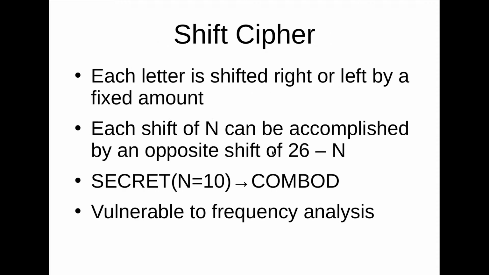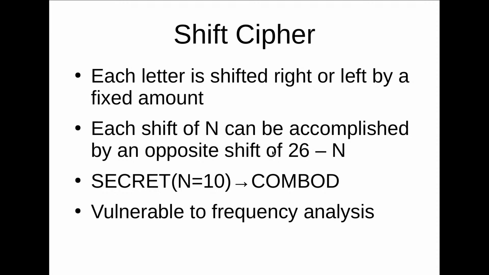A shift cipher is just the generalized form of a Caesar cipher, where each letter is shifted left or right by some fixed amount, which is predetermined. If you have some shift of n, you can do the same thing with a shift of 26 minus n in the opposite direction, because 26 is how many letters there are and it wraps around. So secret, if you shift it over 10, would be COMBOD.